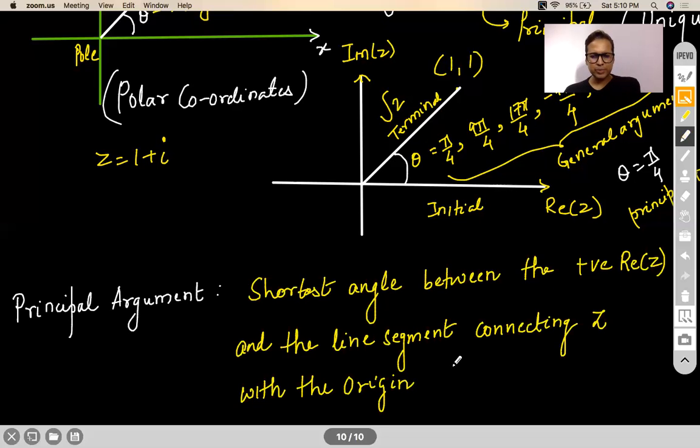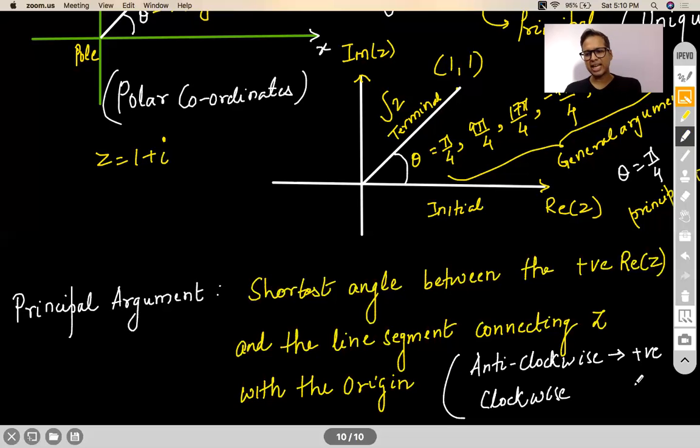A special care should be taken that if this angle is realized in an anti-clockwise fashion, it is to be taken as a positive angle. And if this angle is realized in a clockwise fashion, it is to be taken as a negative angle. Okay, I'll give you certain examples for it. Meanwhile, just note it down. We'll take up many questions.